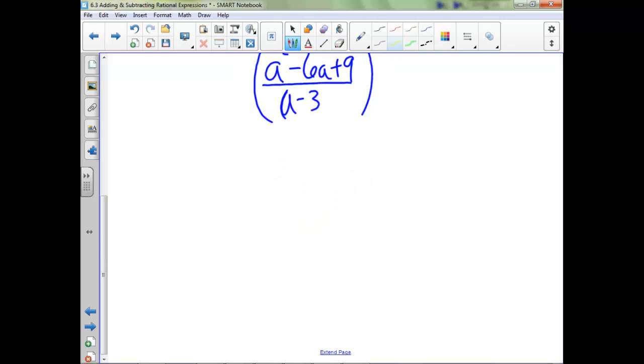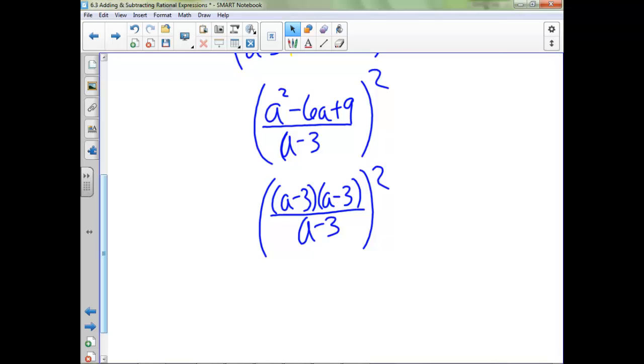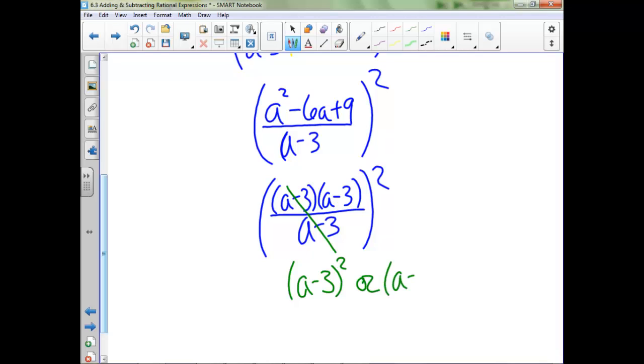And now our numerator here can actually factor into a minus 3 times a minus 3, all this over a minus 3 squared. So one factor of these will cancel out, so we're left with a minus 3 squared, or if you wanted to write it, you could just put a minus 3 times a minus 3.